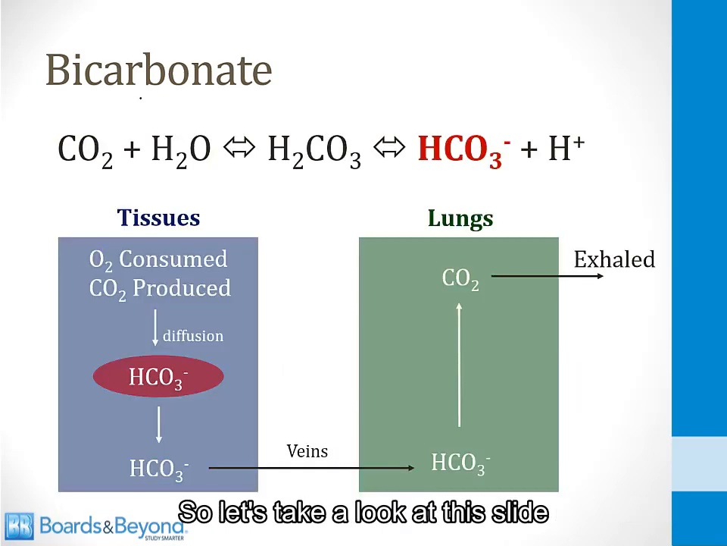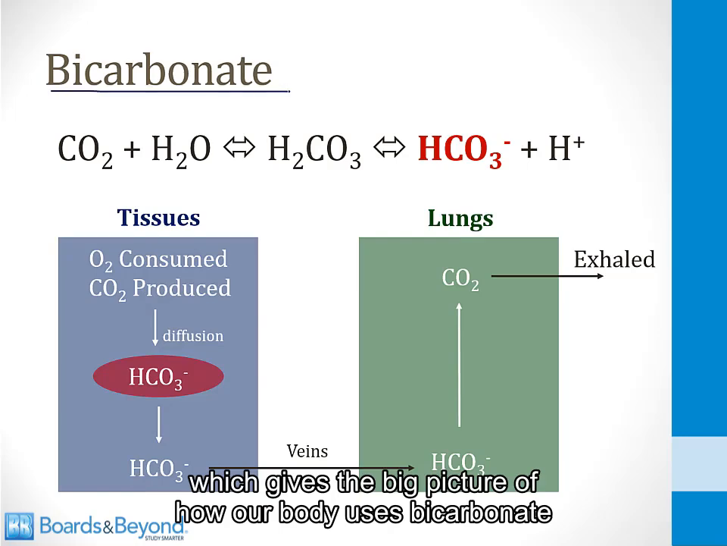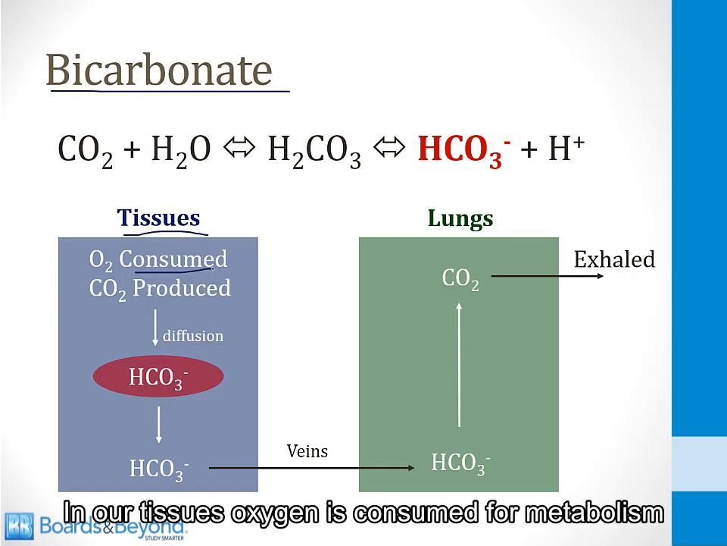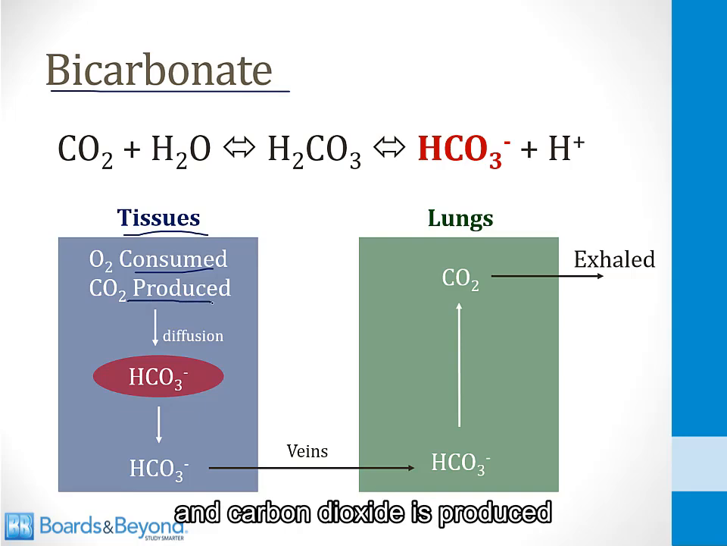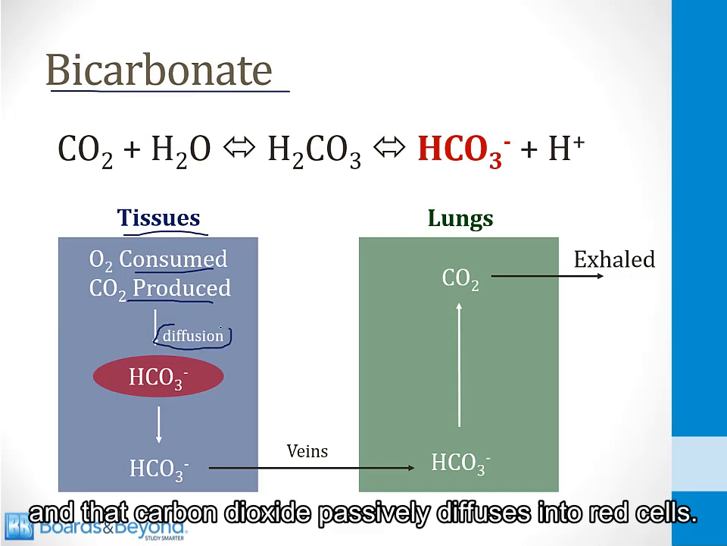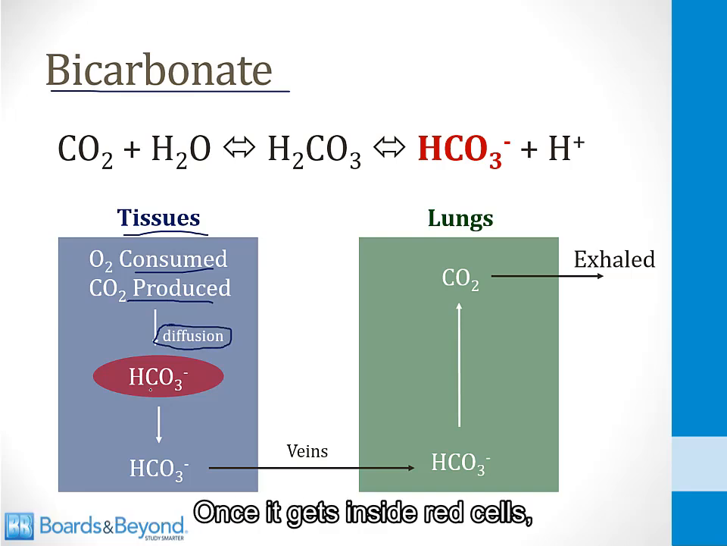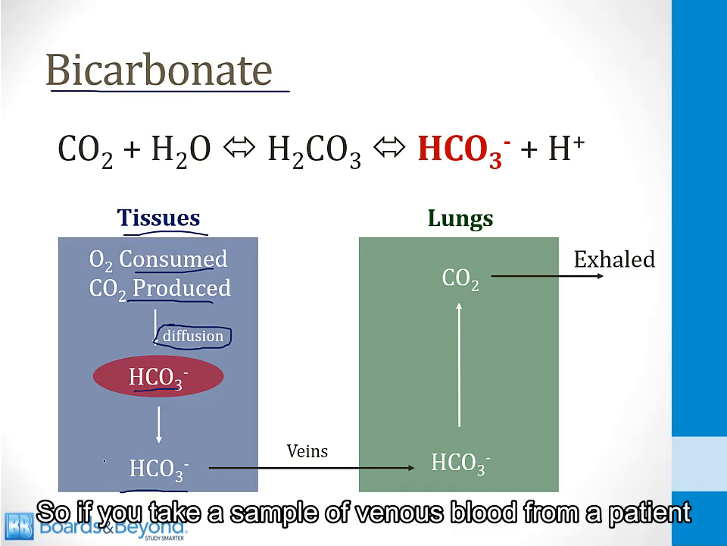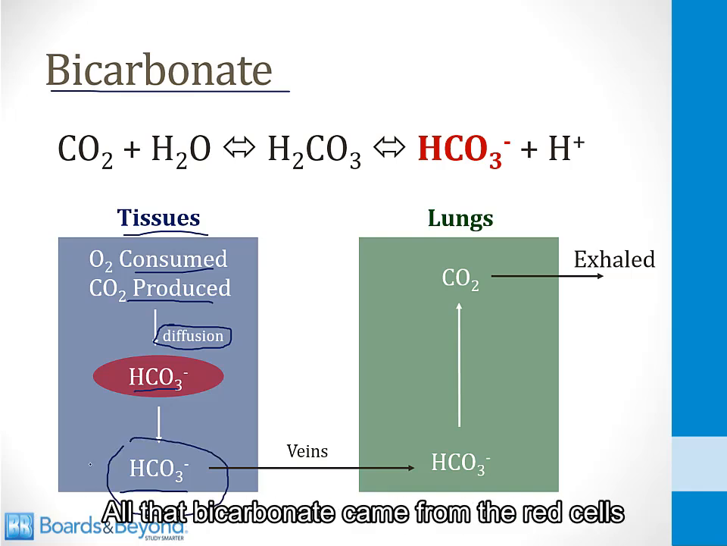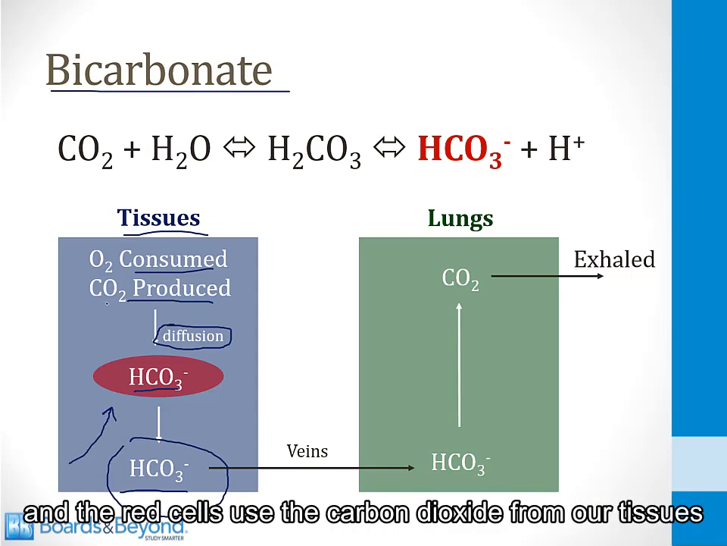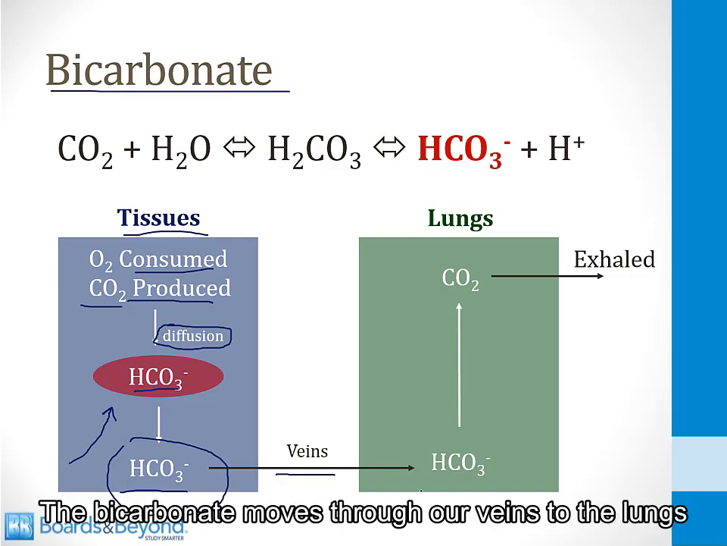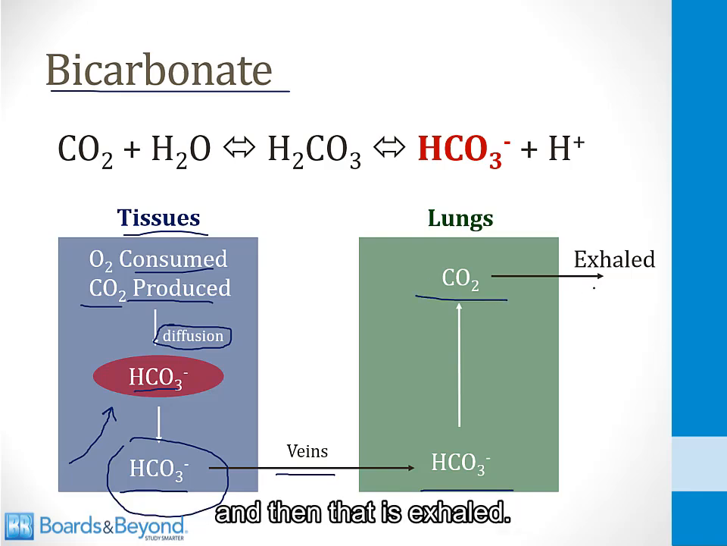So let's take a look at this slide, which gives the big picture of how our body uses bicarbonate to transport carbon dioxide. In our tissues, oxygen is consumed for metabolism and carbon dioxide is produced, and that carbon dioxide passively diffuses into red cells. Once it gets inside red cells, they convert it to bicarbonate, which is then transported out in the venous blood. So if you take a sample of venous blood from a patient, you will find lots of bicarbonate. All that bicarbonate came from the red cells, and the red cells use the carbon dioxide from our tissues in order to produce it. The bicarbonate moves through our veins to the lungs, where it's converted back into carbon dioxide, and then that is exhaled.